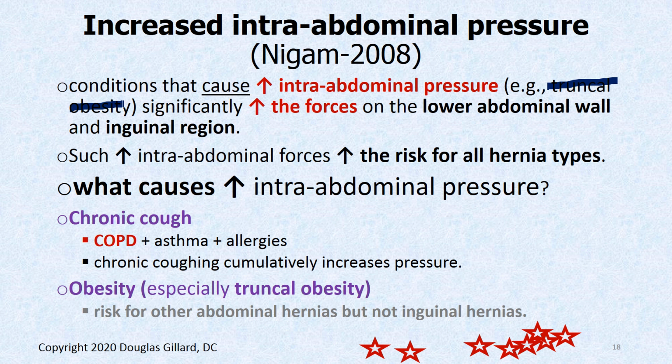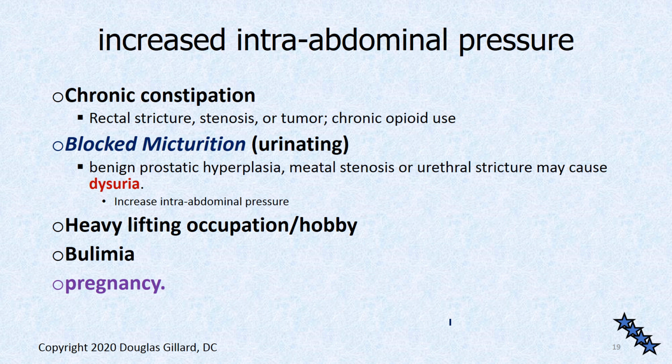What are some examples of intra-abdominal pressure that does increase the risk for inguinal hernia? Cough, COPD. People with COPD are coughing all the time. Chronic obesity is a risk for many types of abdominal wall hernias, but not inguinal hernias. That fat's thought to maybe plug up that internal inguinal ring and block intestines from getting down in there. Chronic constipation, maybe people on long-term opioids.